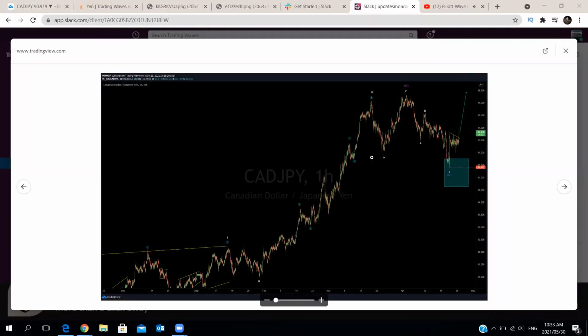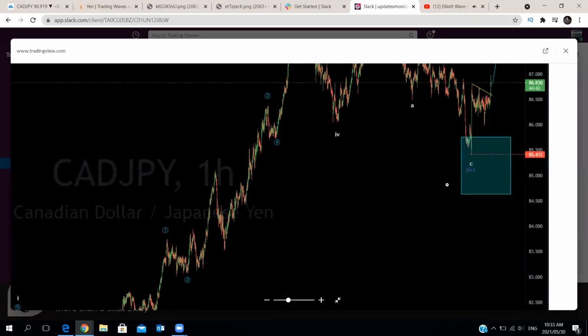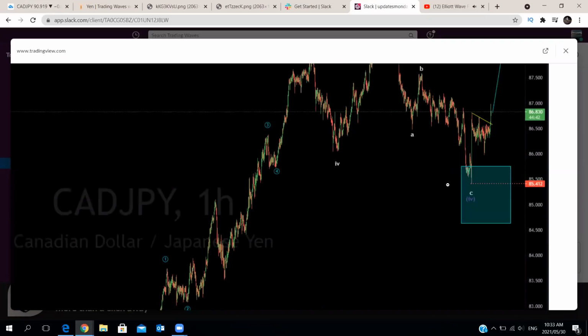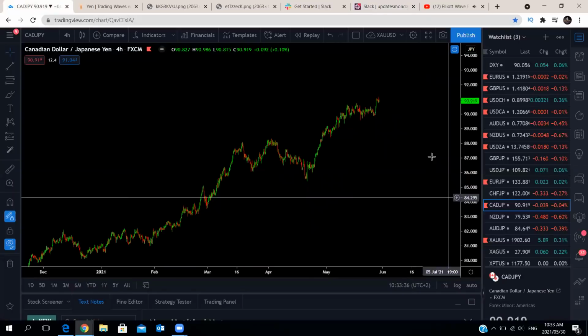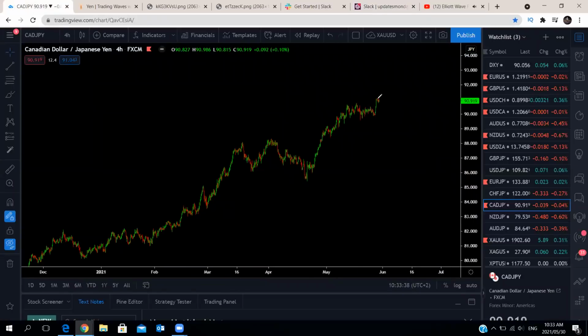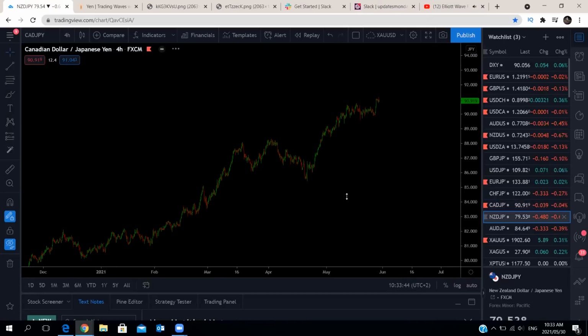Almost 600 pips from around these levels. From 85 to now 90, that's almost 500 pips on CAD yen. We are still bullish. No signs of reversal yet, although we are almost at the end. Now, with oil looking strong, this CAD yen may continue to push to the upside.